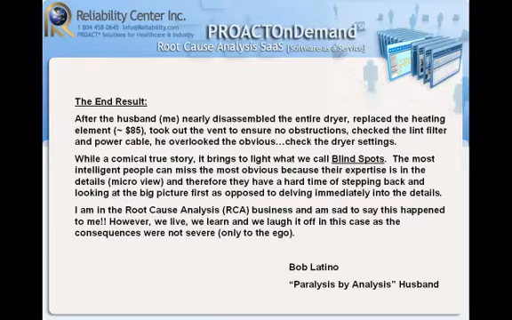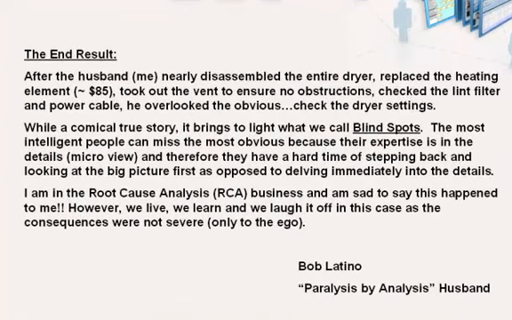The end result: after the husband, me, nearly disassembled the entire dryer, replaced the heating element, took out the vent to ensure no obstructions, and checked the lint filter and power cable, I overlooked the obvious, the dryer settings. While this is a comical true story, it brings to light what we call blind spots. The most intelligent people can miss the most obvious because their expertise is in the details or the micro view, and therefore they have a hard time stepping back and looking at the big picture first, as opposed to delving right into the nuts and bolts.